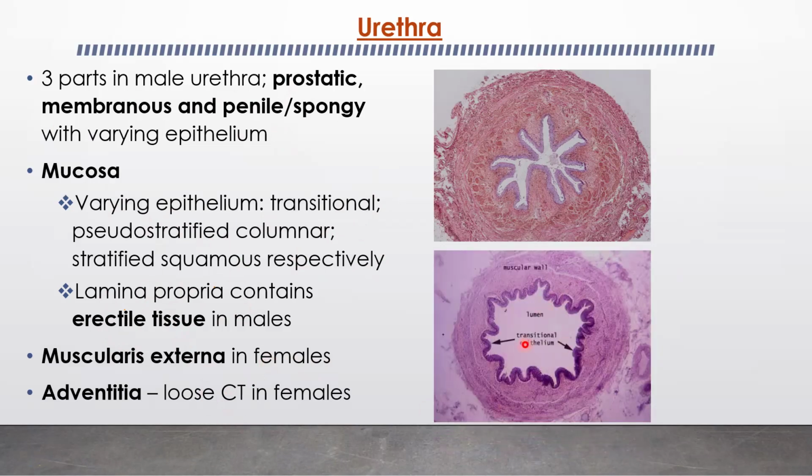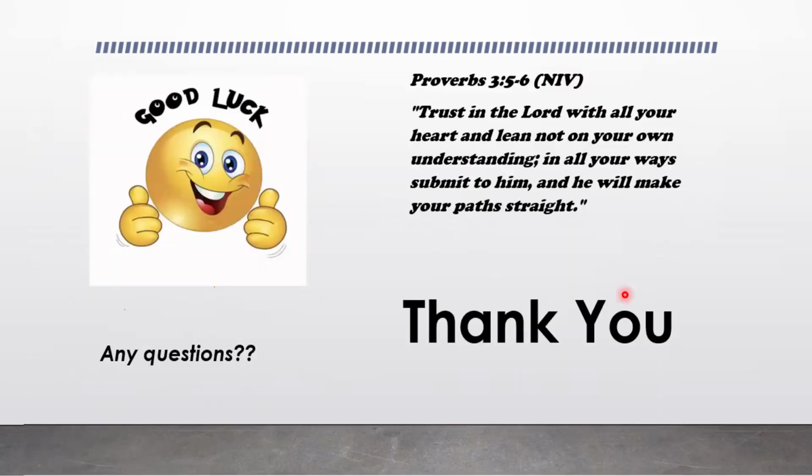So the same thing now, this one will be in females. You can appreciate a very big lumen containing transitional epithelium, then the muscular wall, then the adventitia. So this is the histology of the urethra in females.